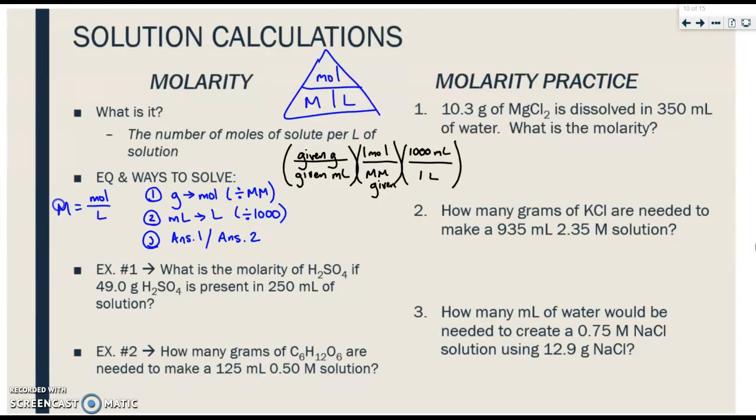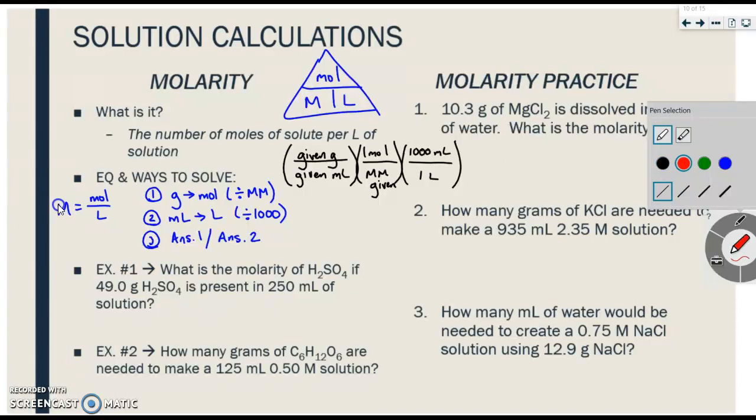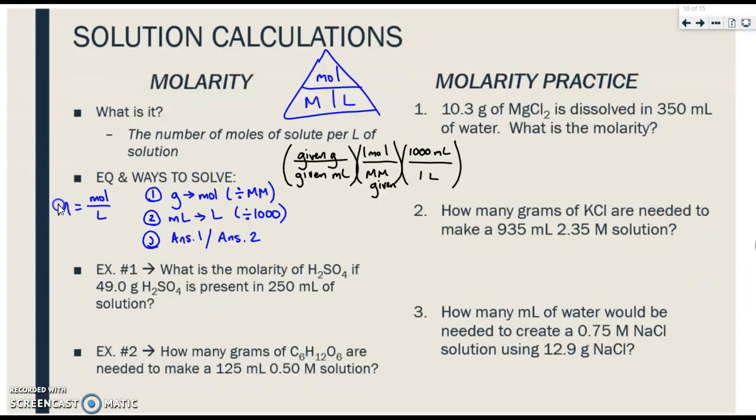Both ways will work. Finally, you could be asked to solve a backwards problem, so you could be asked for grams instead. And here what you would do is you would have your liters times your molarity to get moles. And then you take your moles times your molar mass to get grams.